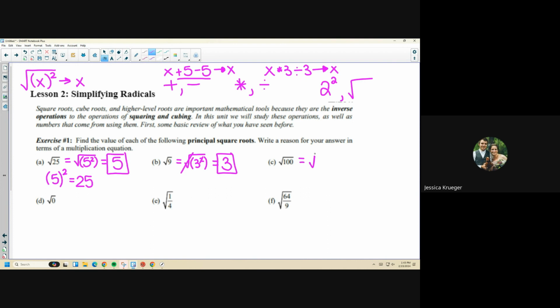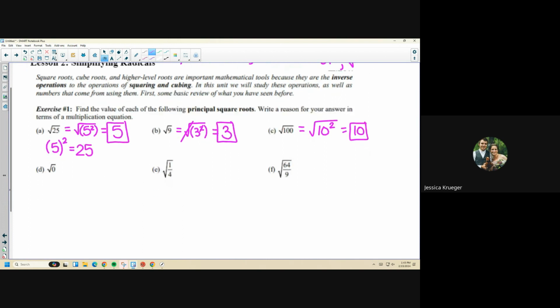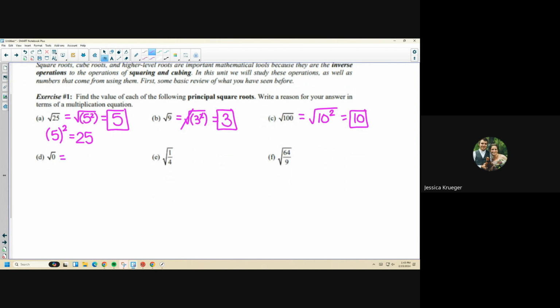Square root of 100, I can rewrite 100 as 10 squared. The square root of 10 squared is 10. Square root of 0, this is a weird one. I'm going to rewrite this as the square root of 0 squared. 0 squared is 0. So the square root of 0 is 0.